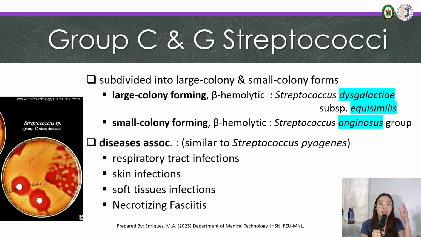All right, so ulitin po natin yung mga diseases na kayang idulot ng Group C and Group G Streptococci is very similar to those that could be caused by Group A Streptococci or yung Streptococcus pyogenes. It's just that it's not very common that Group C and G would cause infections. Kaya mas kilala pa rin po natin ang Streptococcus pyogenes na nagdudulot ng mga diseases na nasa listahan na ito.